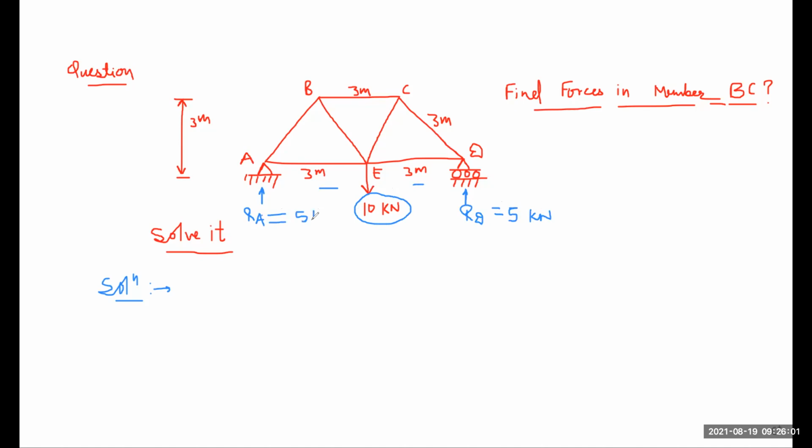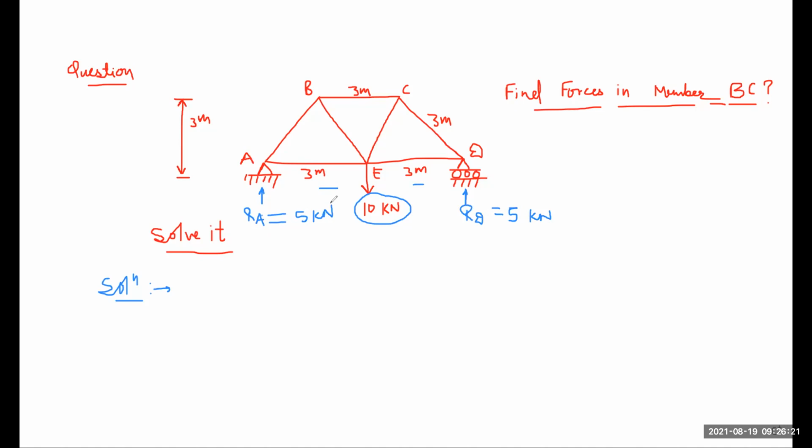Next, the second step: you cut the truss into parts, cutting only 3 members and including the member on which the force is needed. So you have to find the force in member BC. You cut this truss in such a manner that it is divided into two parts.